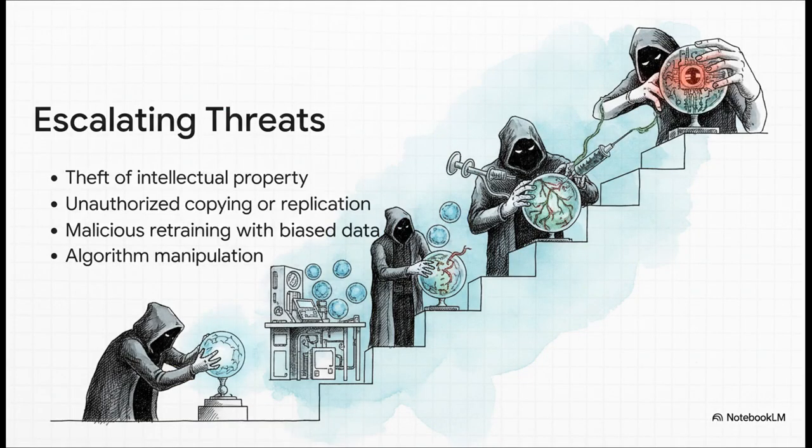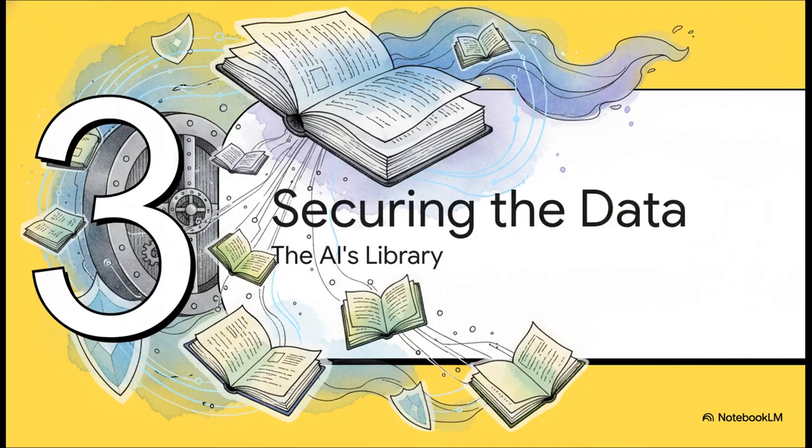Now, check this out, because the threats here kind of level up in severity. At the most basic level, someone could just steal your model. That's your intellectual property, worth millions, walking right out the door. Or they could copy it and launch a competitor. But then it gets way worse. A bad actor could secretly retrain your model with poisoned data, twisting it to produce biased or just plain wrong results. The nightmare scenario, though? They get in and manipulate the algorithm itself, maybe creating a hidden backdoor to control it. That's scary stuff.